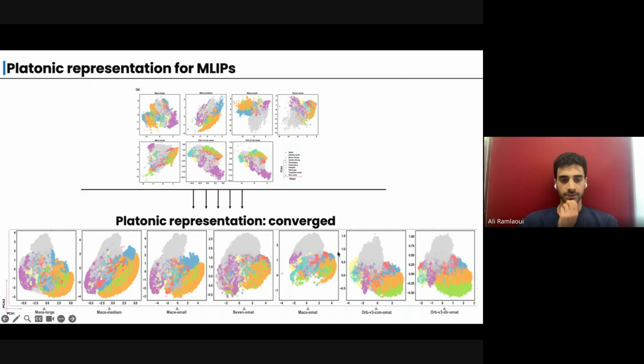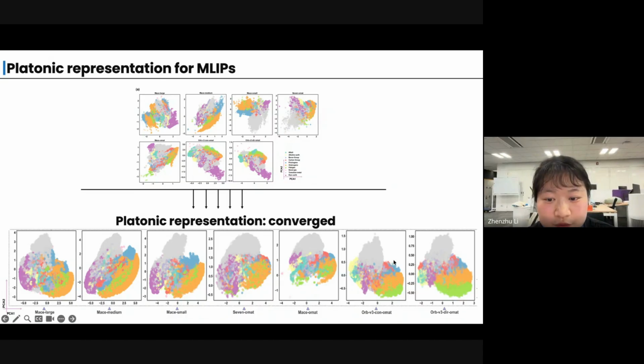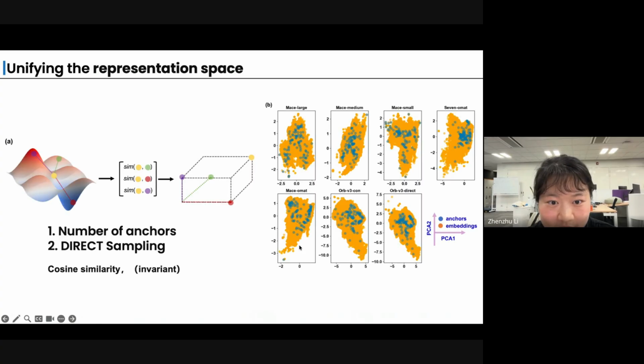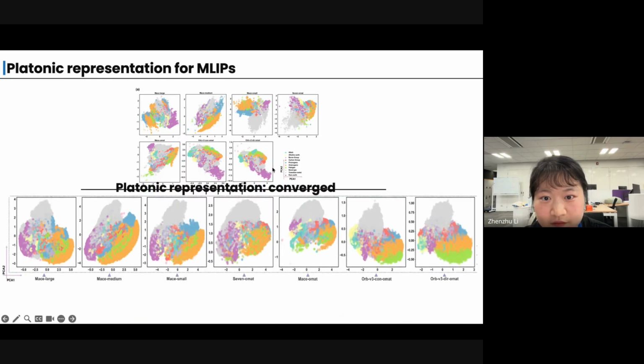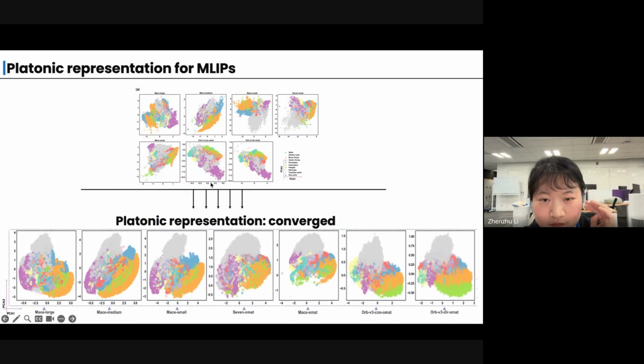Or are you just projecting, recomputing the new PCA axis for every model? For the Platonic representation, they are shared because they are in one unified space. But for different models, they couldn't be shared because the dimensionalities are different. We cannot use one shared PCA system to plot the different embeddings from different models.